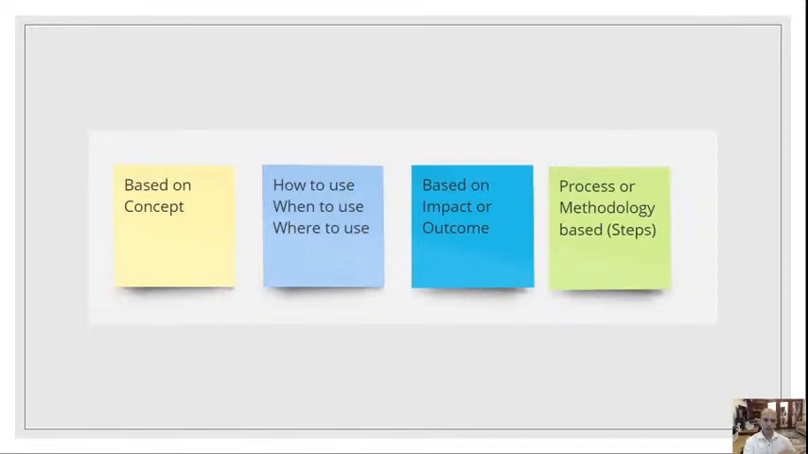So if this particular topic is there, within topic A, these are the 10 key takeaways. So from the very first takeaway, based on the concept, we can get these questions. Based on how to use, when to use, where to use, we can get these types of questions. Based on the impact or outcome, we can get these 3 or 4 questions. Based on the methodology and process, we can get these 5 questions. So doing so, we are able to cover each and every topic in depth.